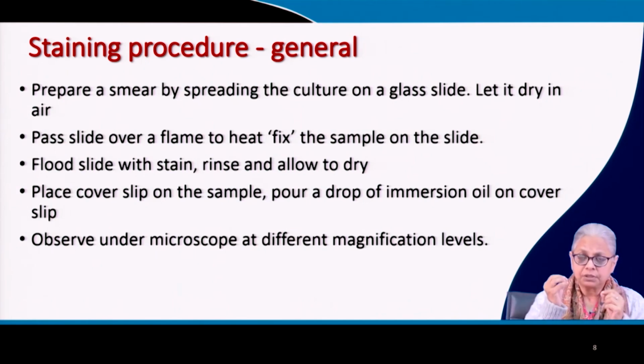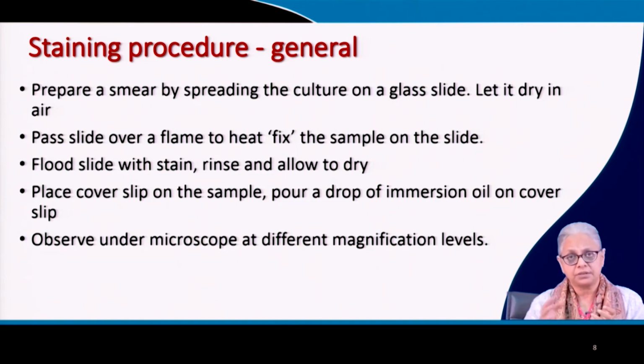So whatever organic material is there in your sample, which was already on the slide, it will pick up that dye, and when you rinse it, all the excess will be washed out, and then you allow it to dry again. You then place a cover slip that's also made out of glass. It's much finer and smaller in thickness than the slide. You place the cover slip on the sample, put a drop of immersion oil on the cover slip, and you observe it under different magnification levels or the objective lenses.